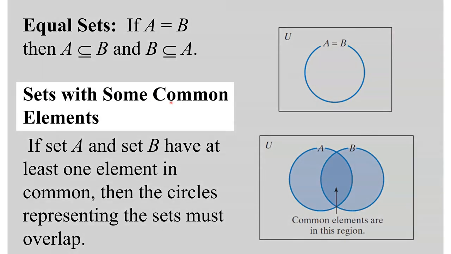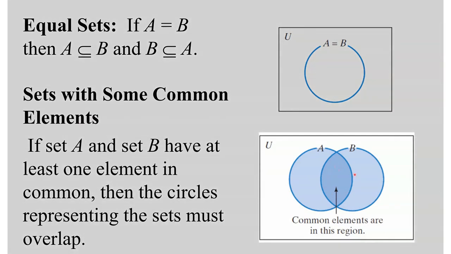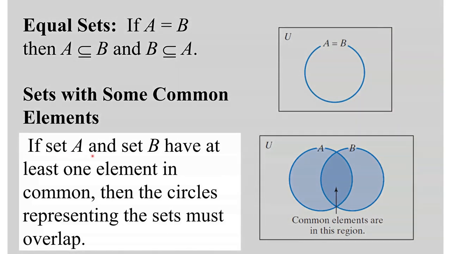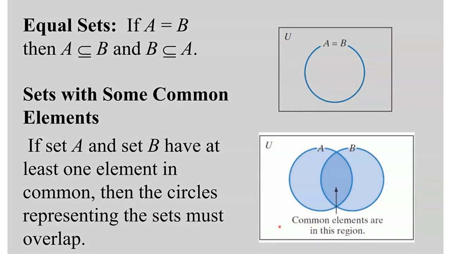Now, for sets with some common elements, we are actually referring to this region here. The elements of this region are common to both A and B, meaning those elements can be found in A and at the same time in B. So if set A and set B have at least one element in common, then the circles representing the sets must overlap. This is the Venn diagram representation of sets with common elements.